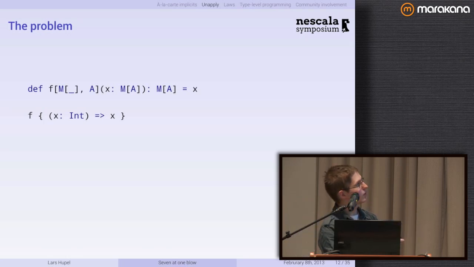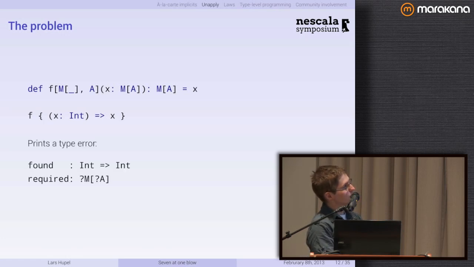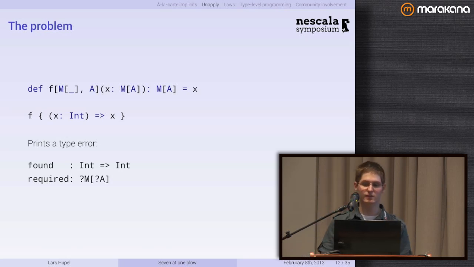So what happens if you call it like that? Anybody know what happens? Does it compile? Does it not compile? Well, this actually prints a type error, because we put in a function from int to int in here, but we required this type constructor thingy. And the compiler is not able to figure this out.